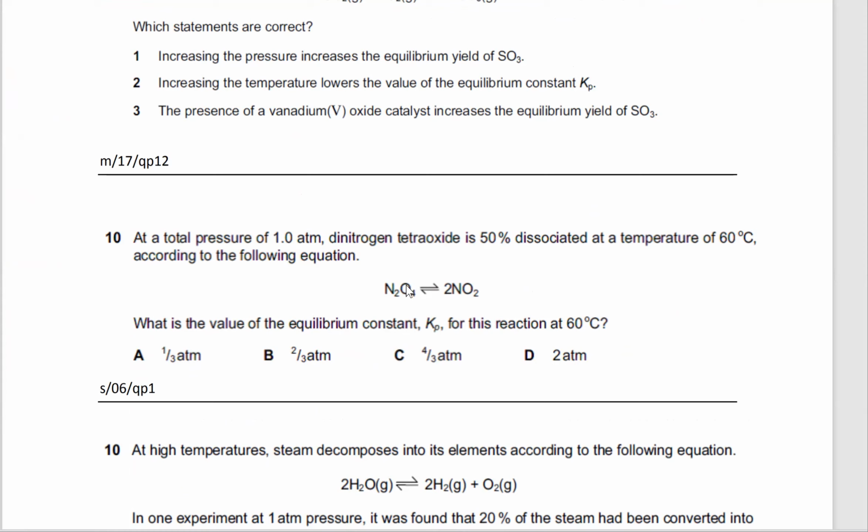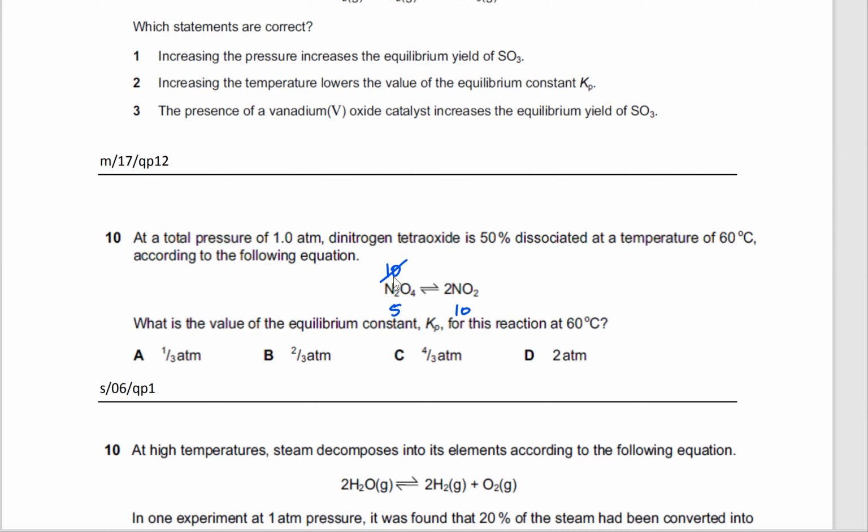So if we start off with, let's say, 10 moles of N2O4, that's 10 moles, right? 50% get dissociated, so you're left with 5. 5 goes to the other side, so that means on the other side you're going to have 10 moles. Is that clear?